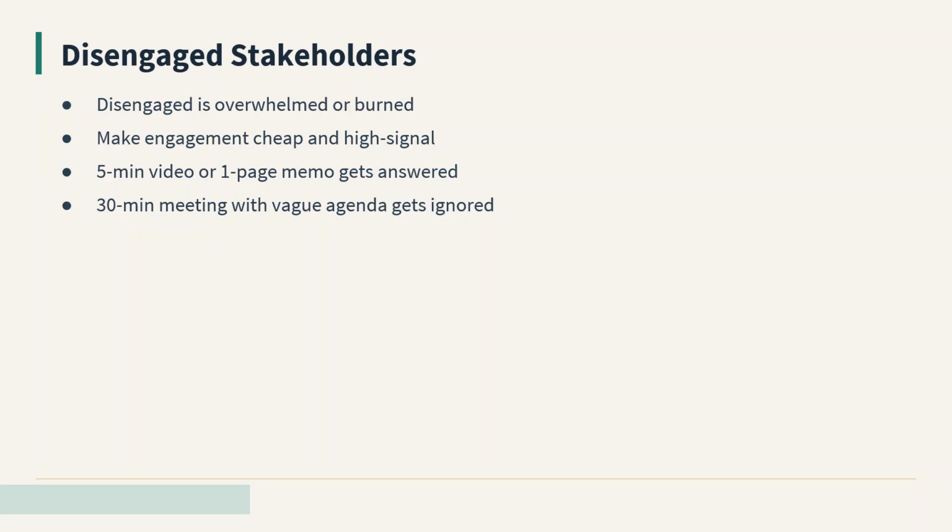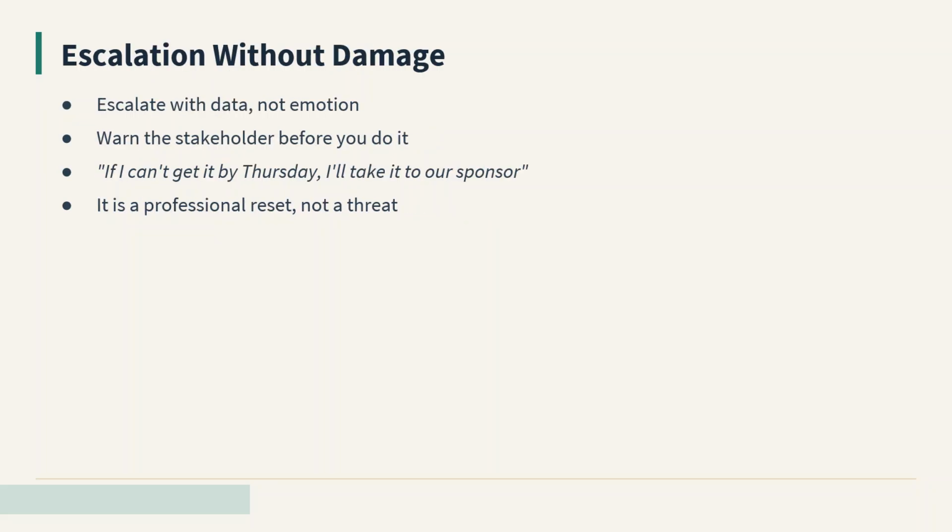24. Sometimes a stakeholder will not engage, will not decide, or will not honor their commitments. Escalation becomes necessary. Done badly, escalation burns the relationship. Done well, it preserves it. The principle is to escalate with data, not emotion, and to warn the stakeholder before you do it.